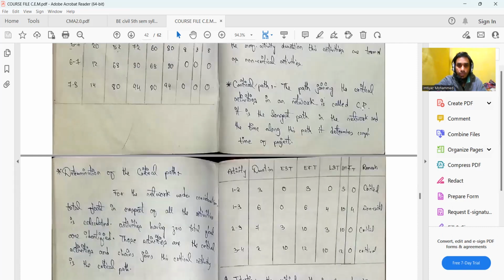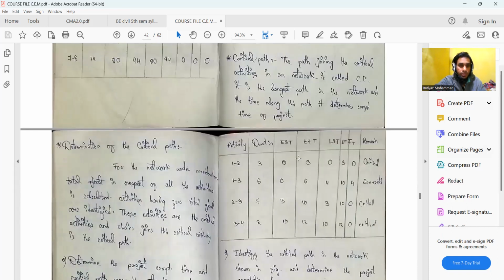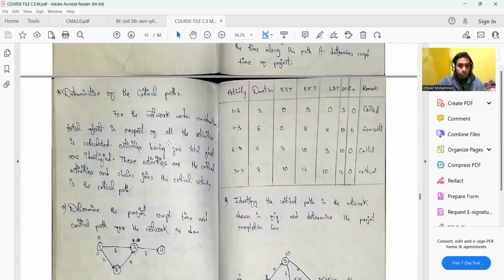In short, it's known as CP. It is generally the longest path of the network, and time along this path will define the completion time of the project. So that is also very important.